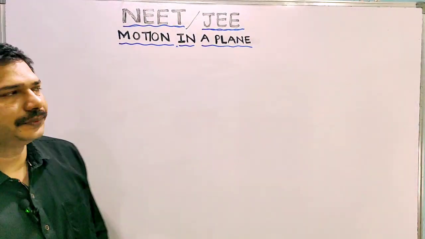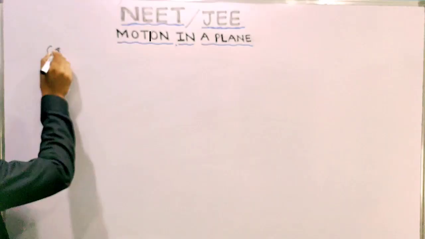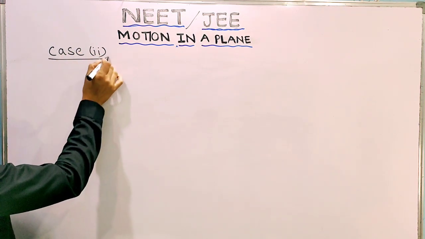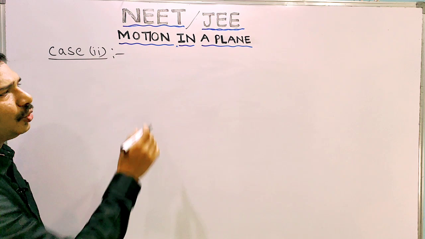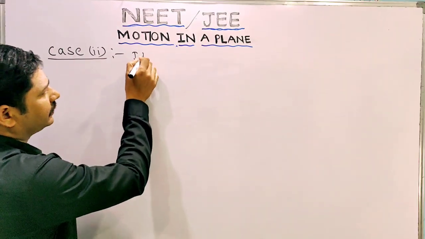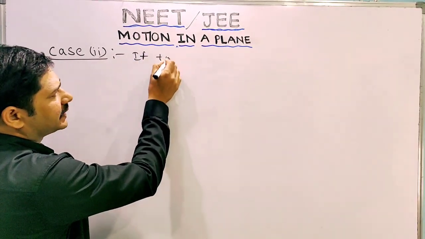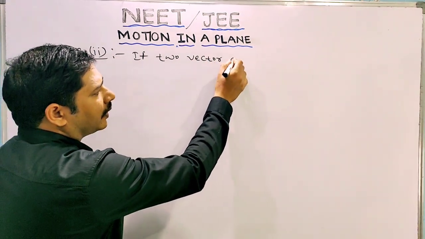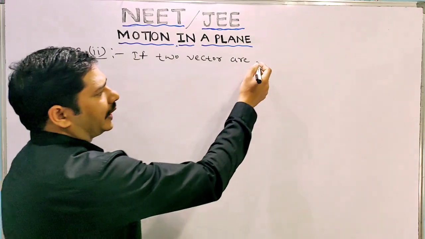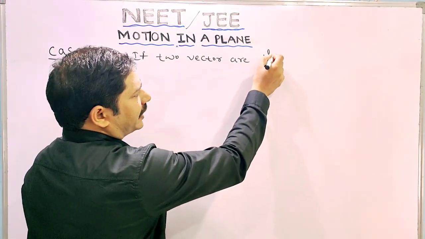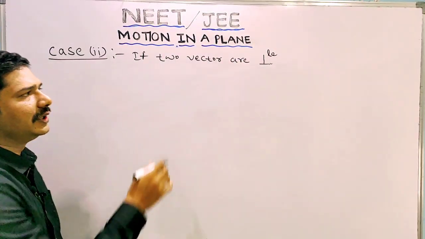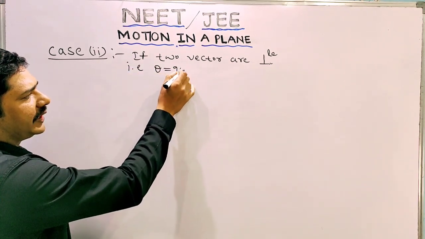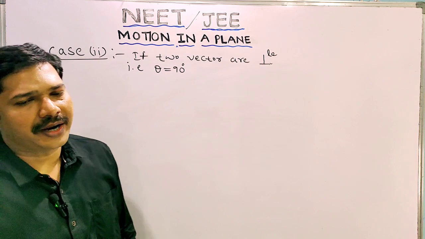Next, case 2. If two vectors are perpendicular, so perpendicular direction, two vectors are perpendicular. So what is the meaning of that? Theta equal to how much? 90 degrees. Theta equal to 90 degrees.